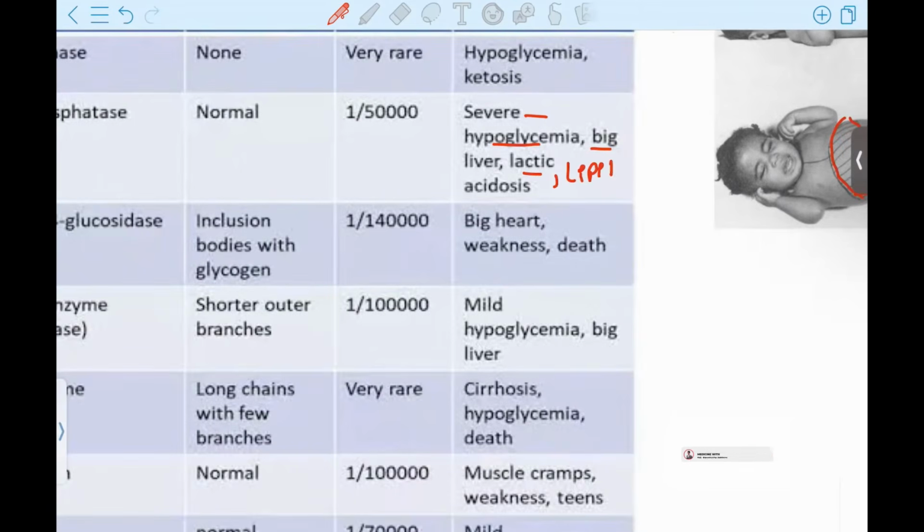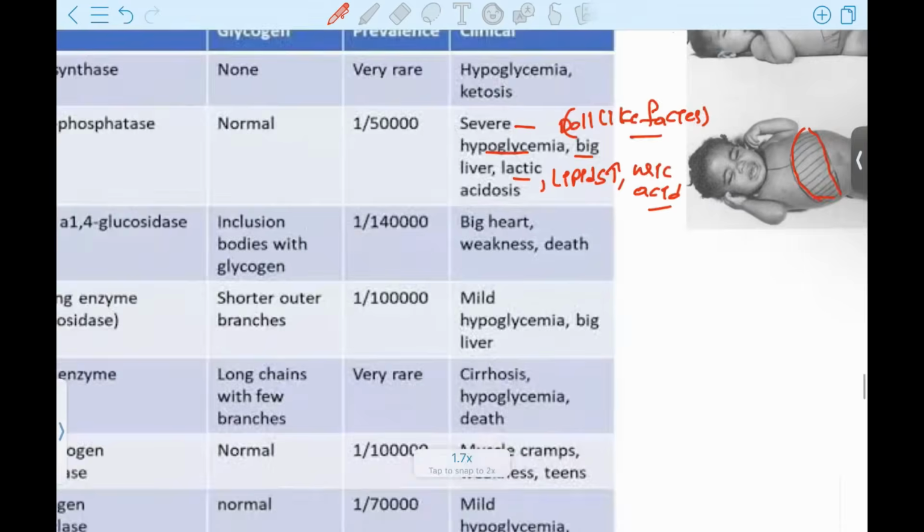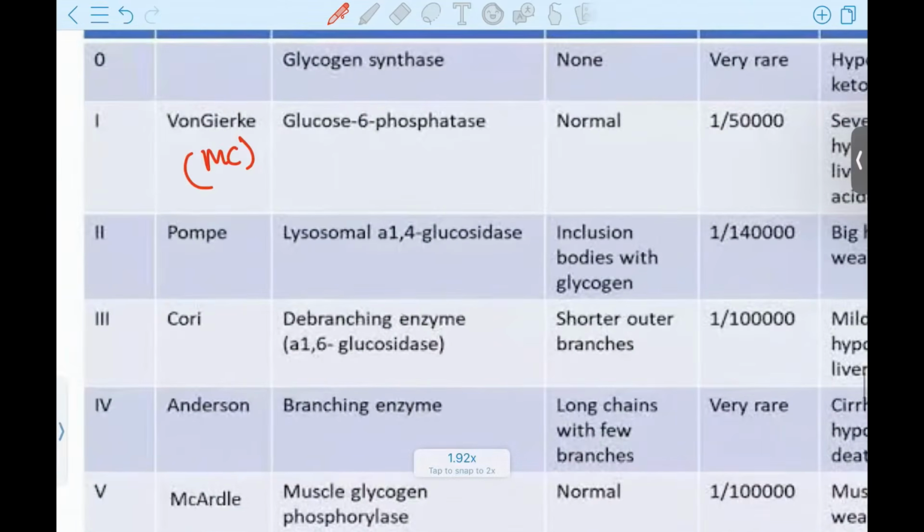So high lipids is also seen in this patient. High uric acid is also very high. Doll-like faces are also commonly seen with von Gierke syndrome. The deficiency of the enzyme is glucose 6-phosphatase.